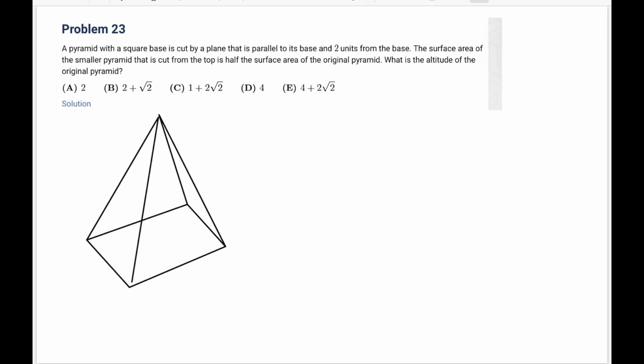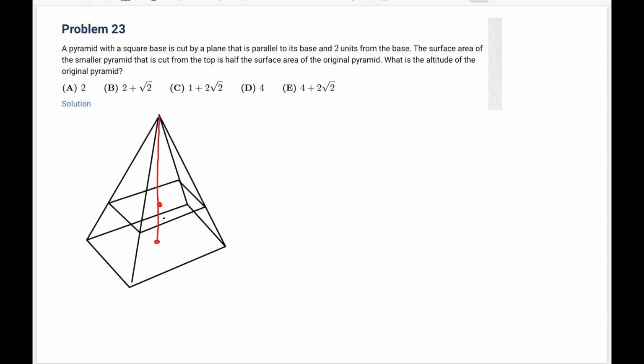So there's a smaller pyramid that's 2 units above, like this, and this. Just like that. So it's 2 units from the base. So the length from here to here would be 2 units. And let's say that this is h.